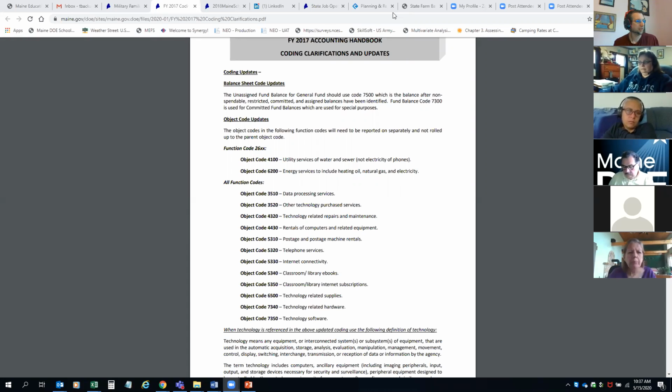Generally when we think about Classroom Library internet subscriptions, it's very similar, except there's an educational aspect to it, in the sense that they're actually providing the instruction. My son does CodeSpark, and that's an actual educational program, and he's receiving the actual education right through that piece of software. So I would code something like that to the 5340, versus this, which is more software as an intermediary to providing that instruction.